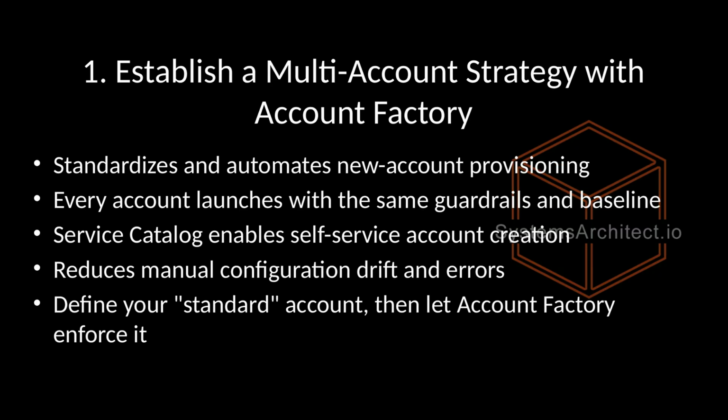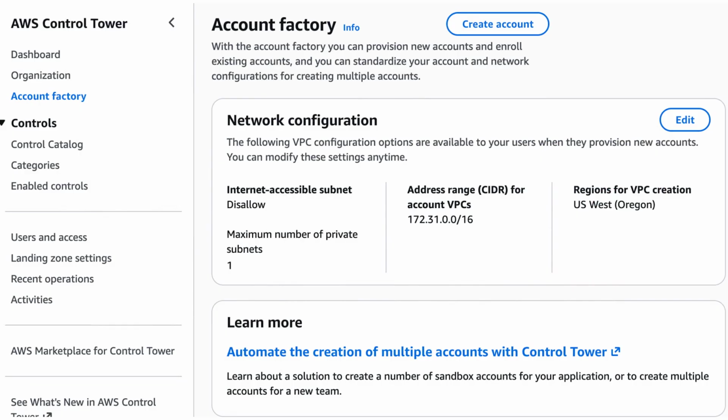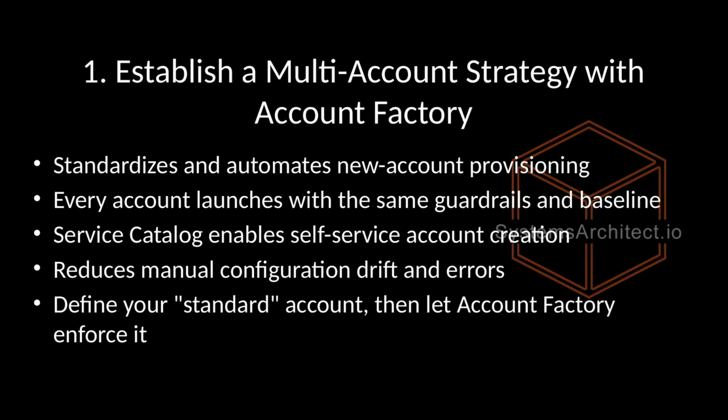1. Establish a multi-account strategy with Account Factory. Account Factory is the part of AWS Control Tower that automates new account creation. Every account comes out with the same guardrails, network baseline, and policies already applied. Pairing it with AWS Service Catalog lets developers self-serve a new account instead of filing a ticket.